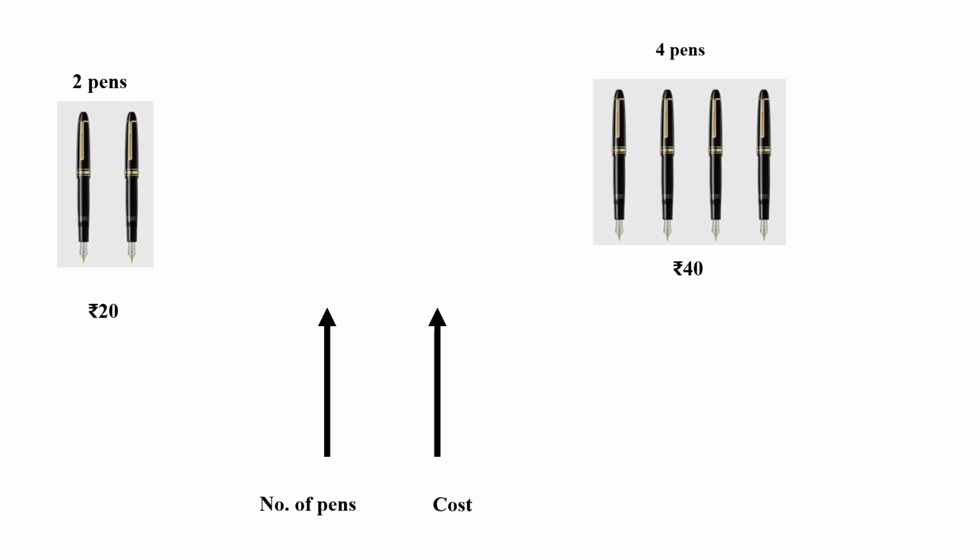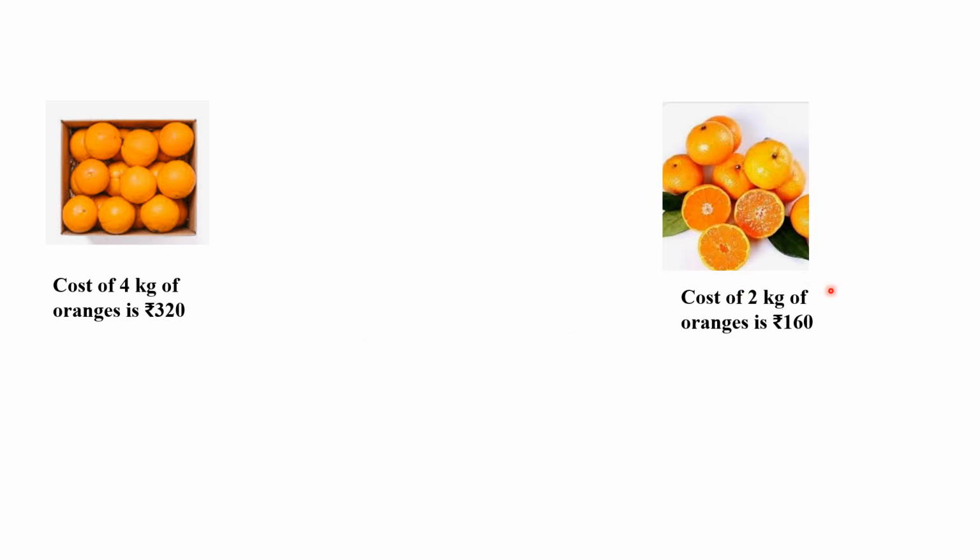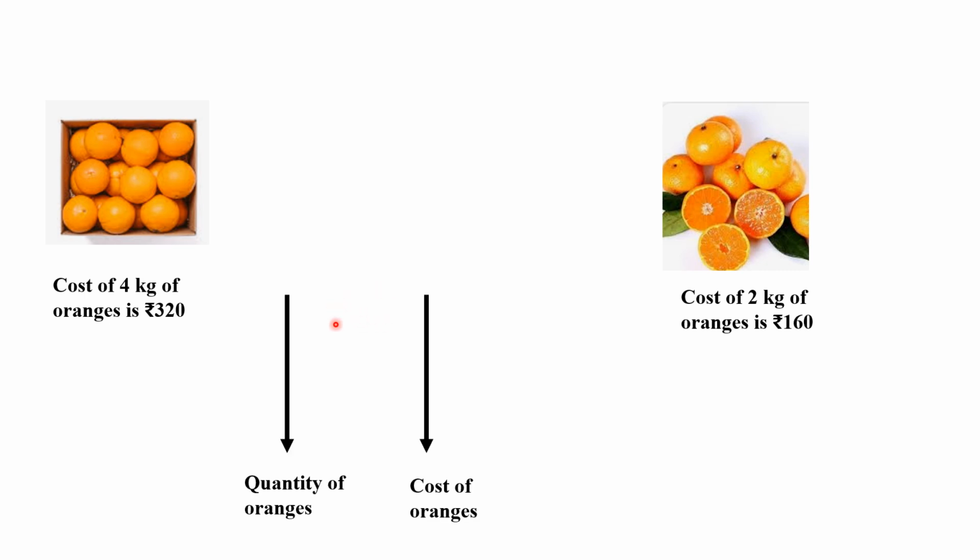Because as the number of pens increased, their cost also increased, isn't it? Now let's see the next scenario. Now I went to a shop to purchase oranges and the cost of 4 kg of oranges is 320 rupees. And one of my friends, she purchased 2 kg of oranges and she has paid 160 rupees. So here if you can see, when the quantity of oranges decreased, the cost also decreased, isn't it? So here also I can say quantity of oranges and their cost are directly related to each other, because when one is decreasing, the other is also decreasing. So again I can say they are directly related to each other.